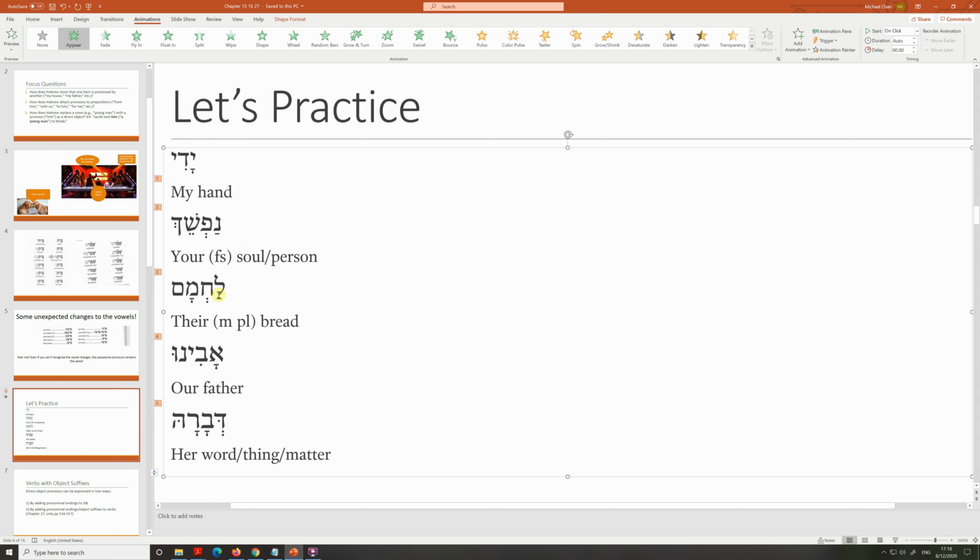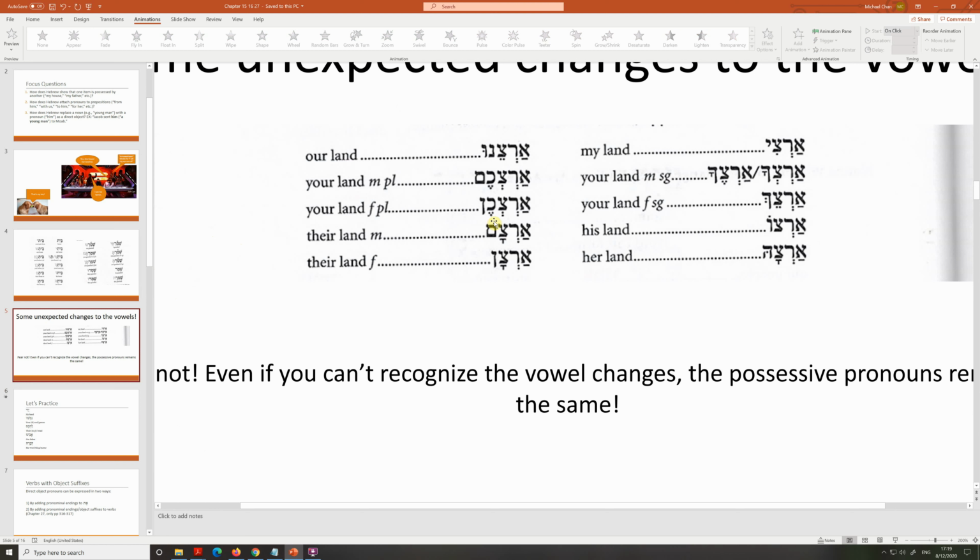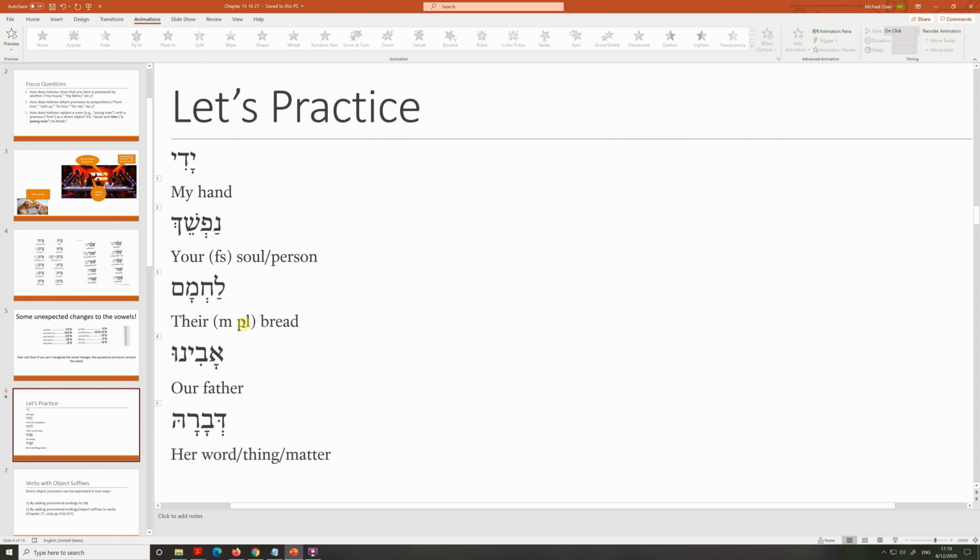Lachmam, their bread. Now, the their here is actually masculine plural, right? Their masculine plural bread. Now, what is the base form of the noun for bread? It's lechem, right? So once again, this one is a little bit tricky.